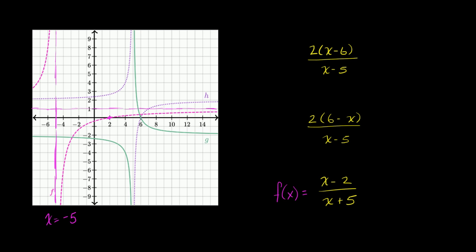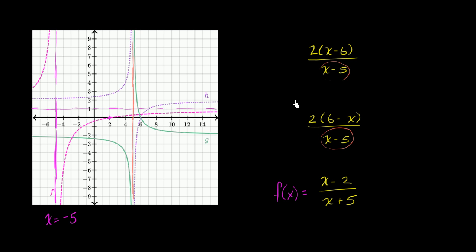Now let's look at g of x. Actually, they're trying to trip us up here because it looks like both g and h have a vertical asymptote at x equals 5. So the vertical asymptote isn't what's going to help us resolve between g and h. You see that over here. At x equals 5, both of them are undefined. When x equals 5, both of their denominators are 0.